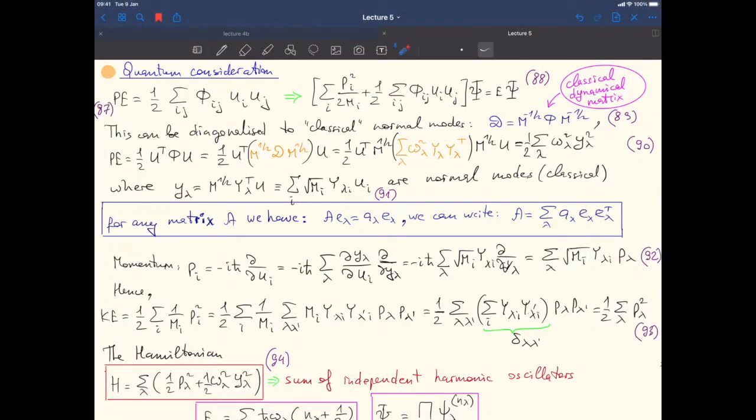Now let's consider vibrations from the quantum mechanical point of view. Not as classical, but quantum. So basically, we're talking about the second equation of the Born-Oppenheimer approximation, which relates to the wave function of atomic displacements.